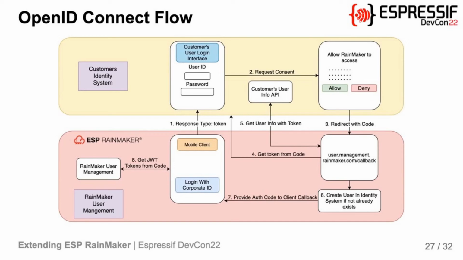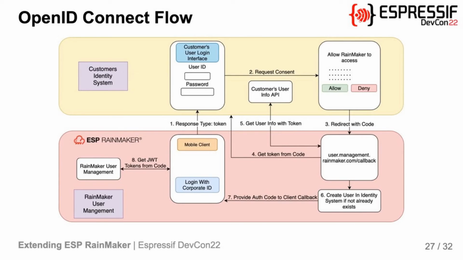Here the users will enter the user ID and password. Once they enter the correct username and password, they will be redirected to a page requesting the consent of the user to share particular information. In the case of RainMaker, this data would be the user information. This user information will contain the user ID, user name, etc. that are used to uniquely identify a user.